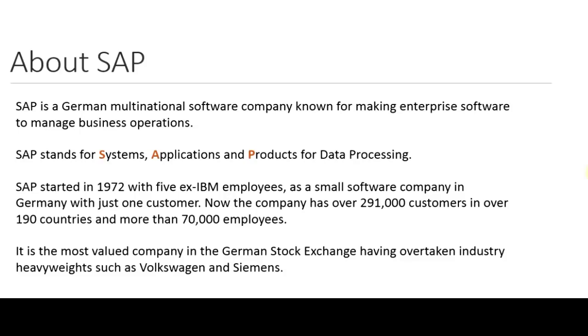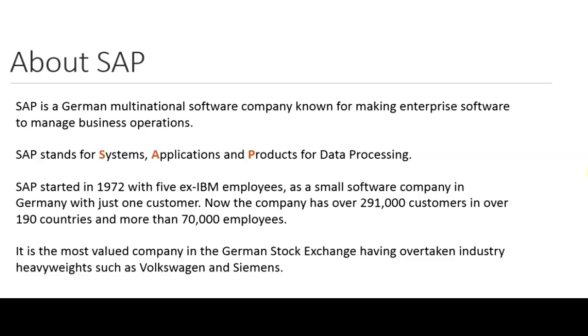SAP is a German multinational software company known for making enterprise software to manage business operations. The acronym SAP stands for Systems, Applications and Products for Data Processing. It started back in 1972 when 5 ex-IBM employees started a small software company in Germany with just one customer. Now, SAP has grown over 190 countries with more than 290,000 customers, and they employ more than 70,000 staff members.